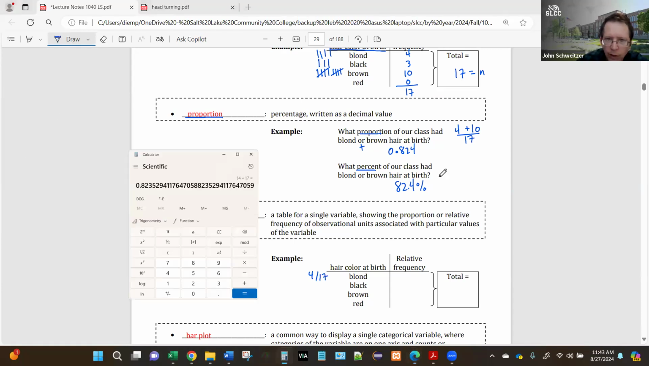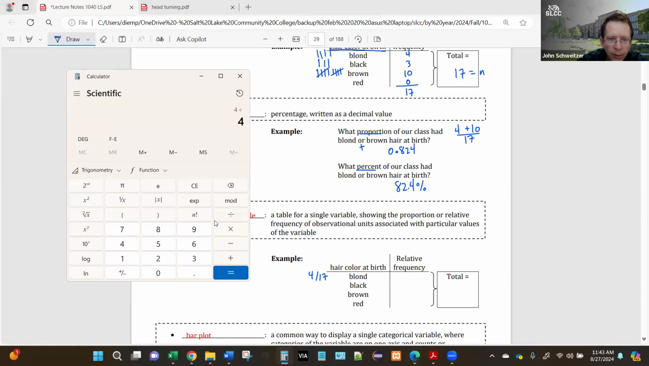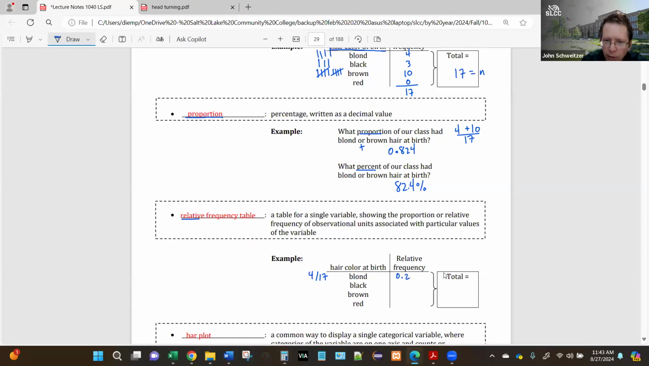Okay, so if we go 4 divided by 17, that's telling us about a quarter of the folks here were born with blonde hair. So what is that, 0.235? Okay, so the relative frequency, 0.235. You can write that as a percentage or as a proportion if you'd like.